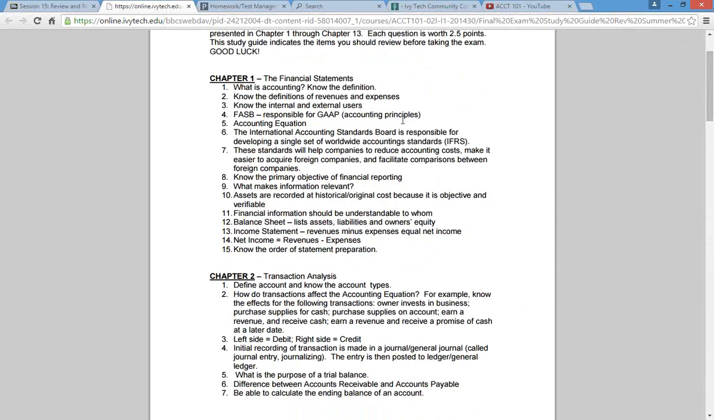I will point out that some of these are answered, not really questioned. If we look at Chapter 1, number 4 here, it says FASB, responsible for GAAP, right? That's an answer to one of the questions. They're not asking you to come up with anything. That's an answer. So it's really doable. I don't know what else to tell you except it's really doable. It's worth a lot of points, but if you prepare, you can do it.